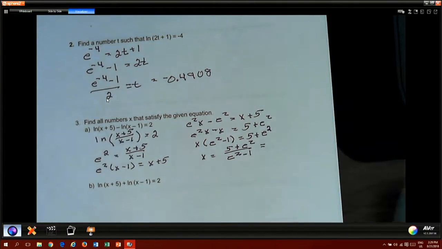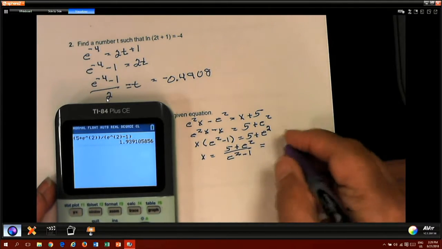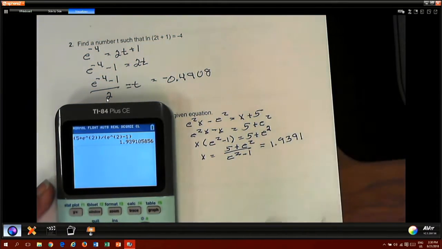Now go to our calculator. So 5 plus e squared, divided by, oops, we need another close parentheses, divided by e squared minus 1 gives us 1.9391.